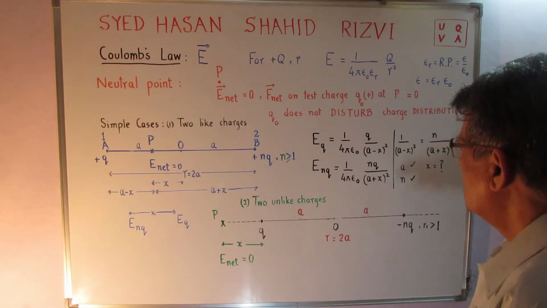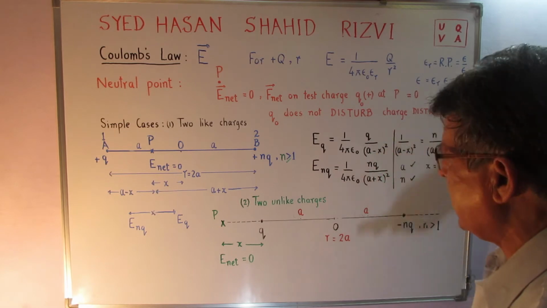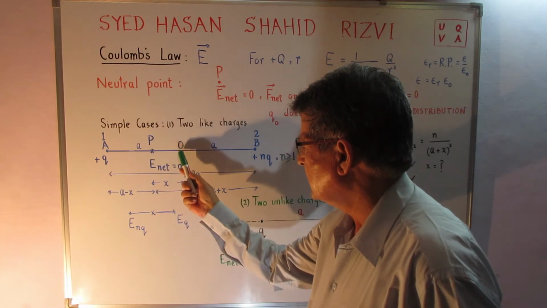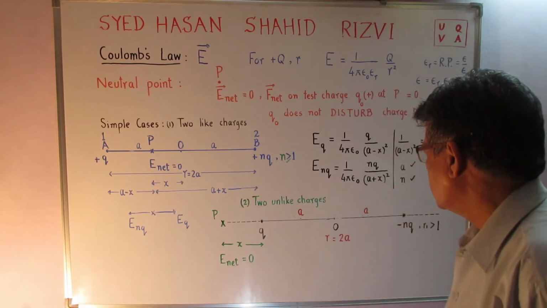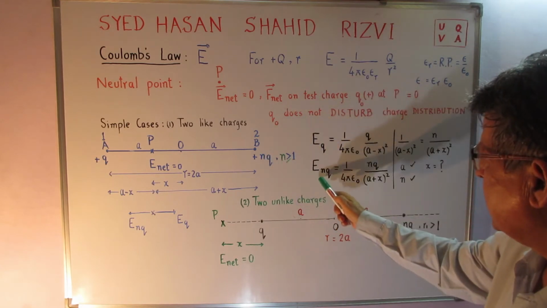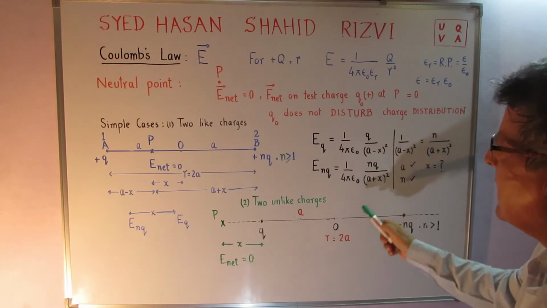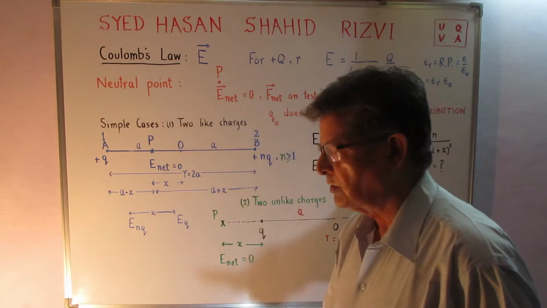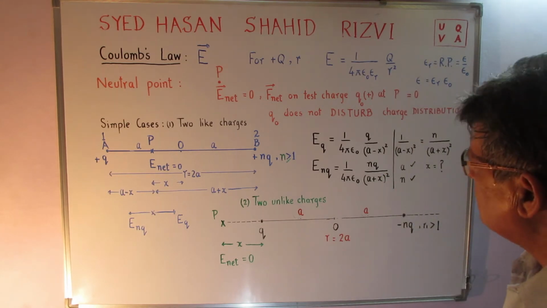No problem. So EQ will be equal to 1 upon 4 pi epsilon naught Q divided by A minus X whole square. From here to here it is A, and from here to here it is X, so this distance becomes A minus X. And for this charge, E NQ will be equal to 1 upon 4 pi epsilon naught NQ upon A plus X whole square, because this is A and this is X, so P to the other charge becomes A plus X.